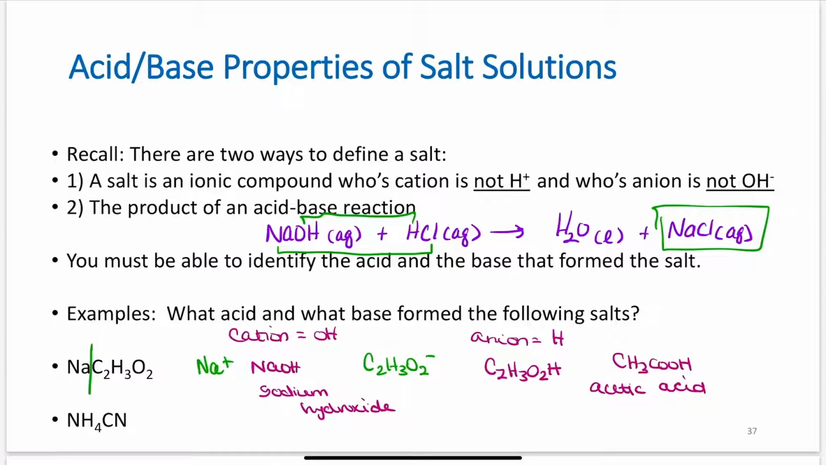So the point here is which acid and base can form the following salts. Sodium acetate can be formed from sodium hydroxide and acetic acid. Now we look at it, and we're going to talk about this in a sec. How do we determine if this salt is acidic, basic, or neutral?